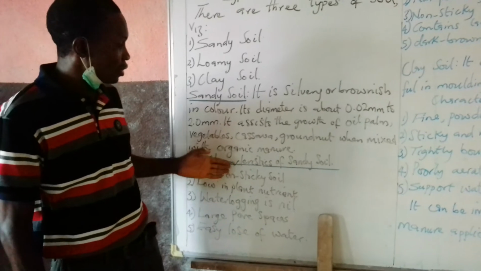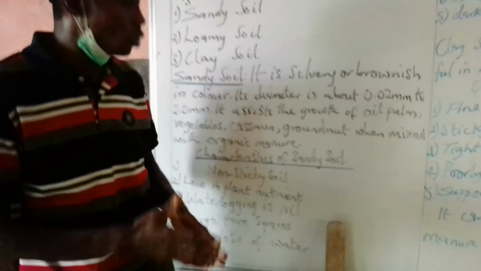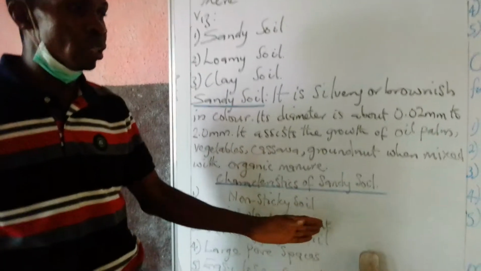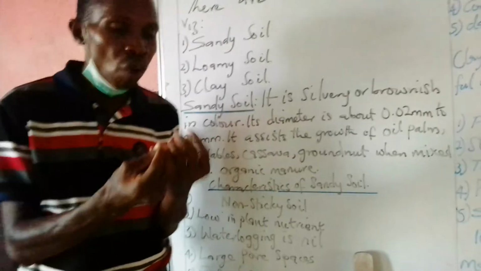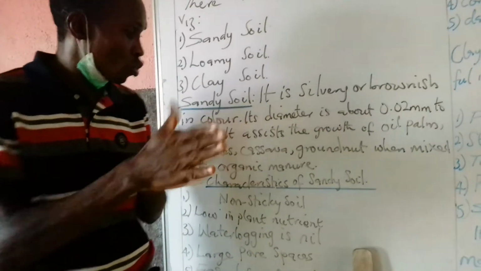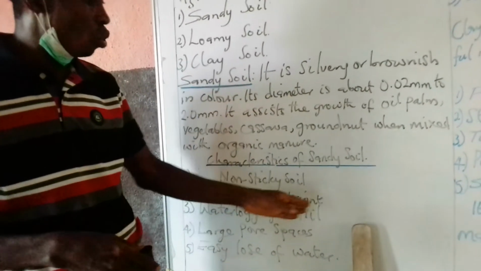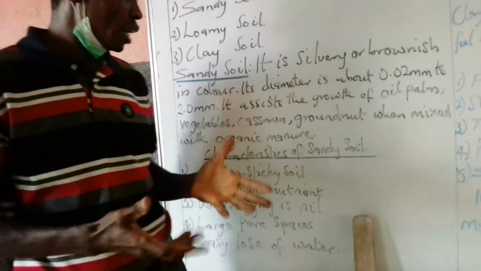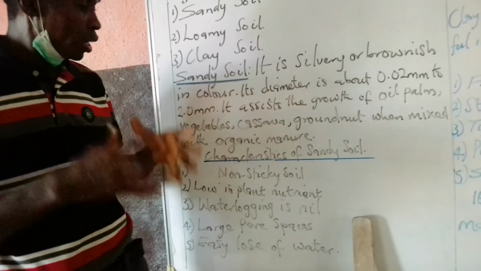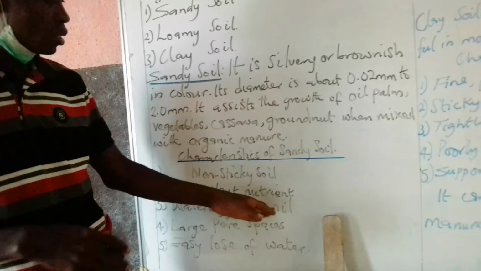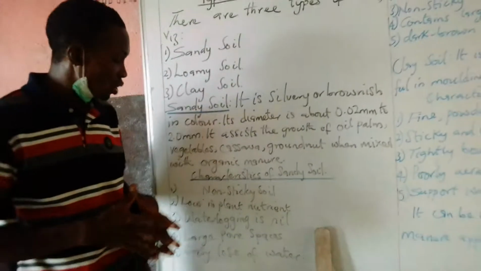Now, we have the characteristics of sandy soil. I've mentioned that in explanation, but here we have it is non-sticky soil. It doesn't stick when wet. That's why it is rough, it is coarse. Then it's low in plant nutrients. When you look at sandy soil, it doesn't have enough nutrients to support plant growth. Waterlogging is nil. It doesn't support waterlogging.